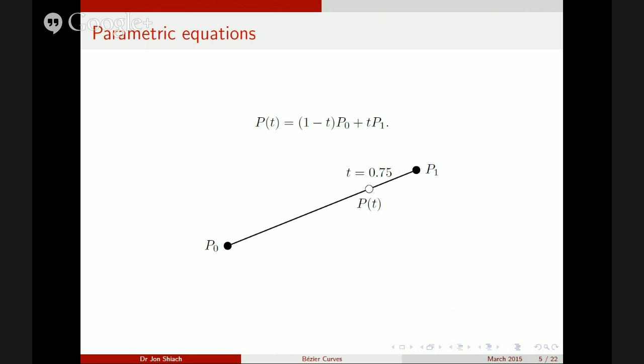And when t is equal to 1, we have 0 times P0 and 1 times P1. So we must be at this point. So that value of the parameter tells us how far along this line our point P is. Okay, and that's essentially what we use to derive Bezier curves. So we use this parameter or parametric way of representing a straight line.